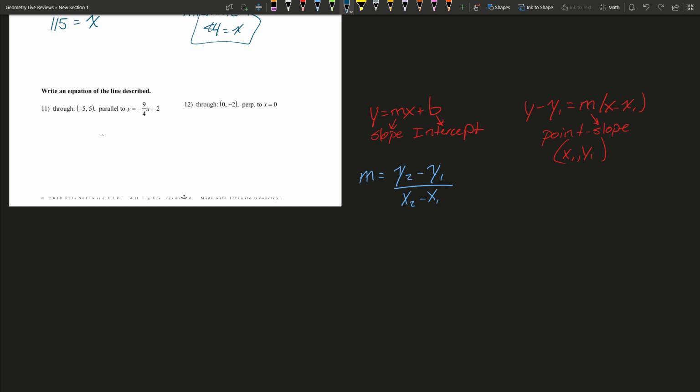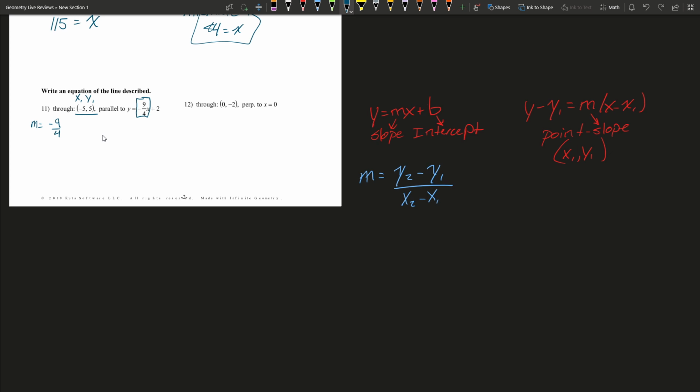Okay, so if we do this, we have a point, negative 5, 5. So this is x1, y1. And we have a slope, or at least evidence of a slope. So we want parallel to negative 9 over 4. Because we're parallel, it has to be the same slope. So our new slope is negative 9 over 4. So we have m, and we have x1, y1.